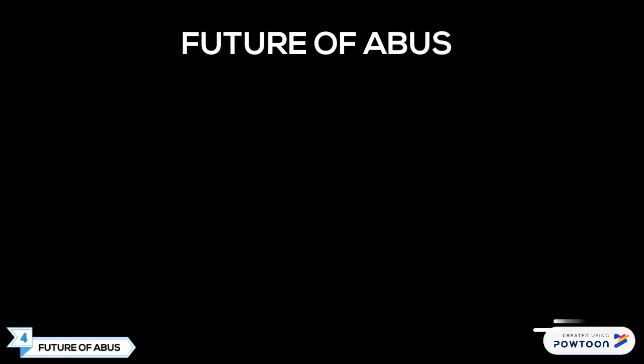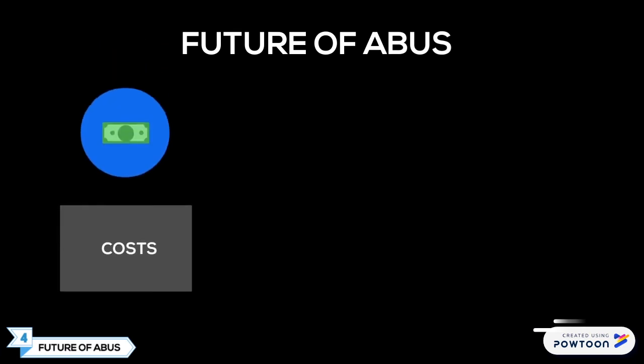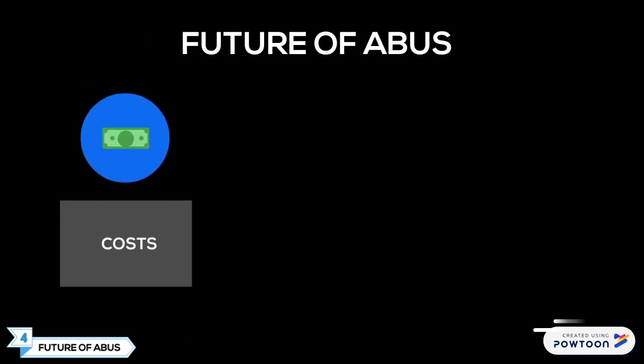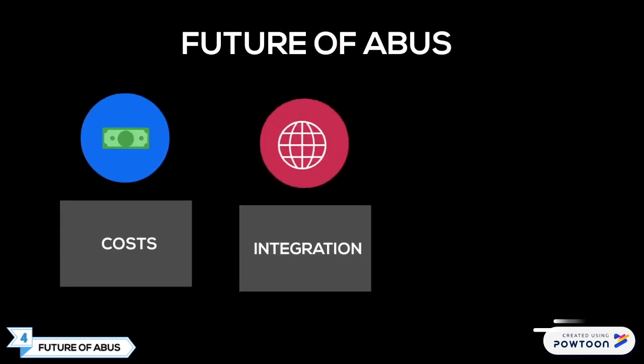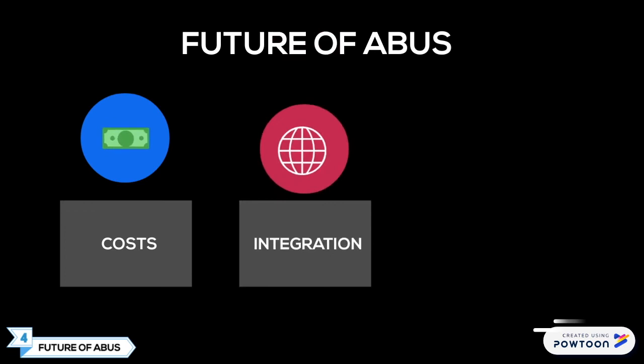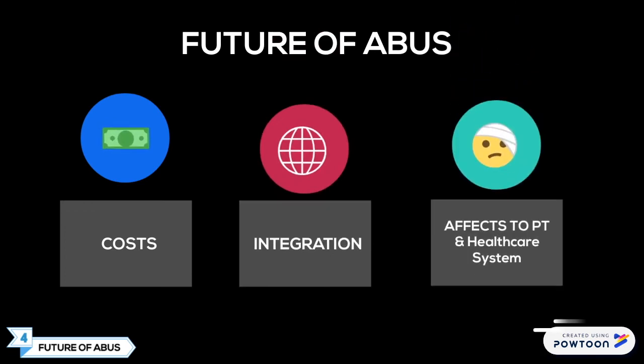Lastly, we'll be discussing the potential future of ABUS. In order to understand where ABUS will go in the near future, we'll need to discuss the cost to both the healthcare system and patients, and then the potential for integration of ABUS into our current system, and then lastly, we'll need to discuss how ABUS affects the healthcare system, patient care, and patient outcomes.